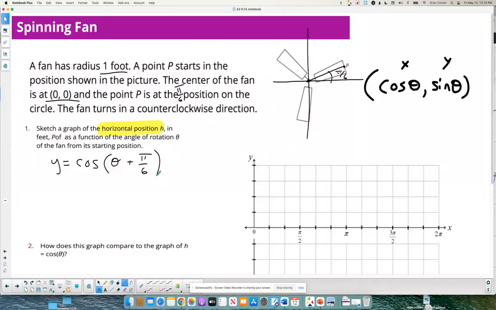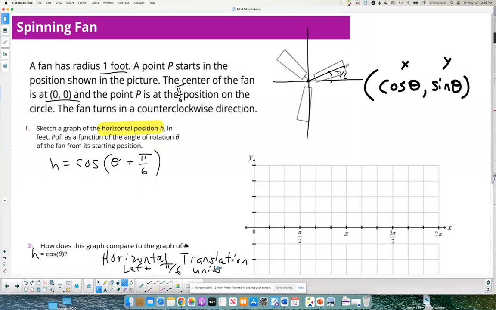Now, how does that graph compare to the graph of h equals cosine theta? I don't really like how that h is. So h equals cosine theta. Well, you can kind of tell. Oh, you know what? I should have used h instead of that. So you can obviously tell from what we did in the warm-up and beforehand, that it's a horizontal translation. Left pi over 6 units.